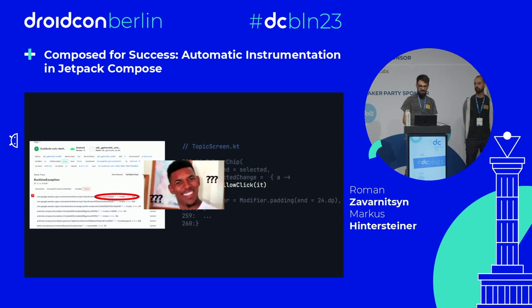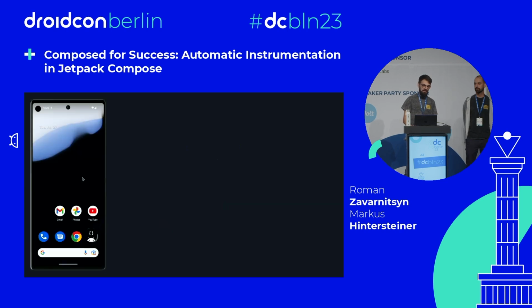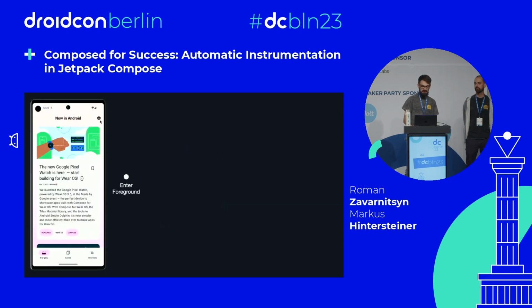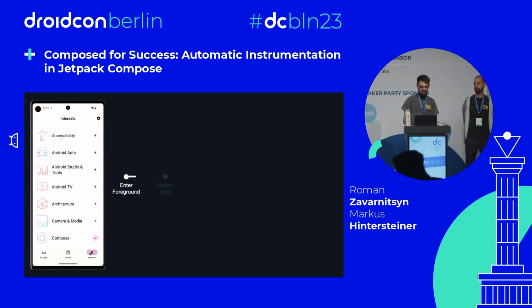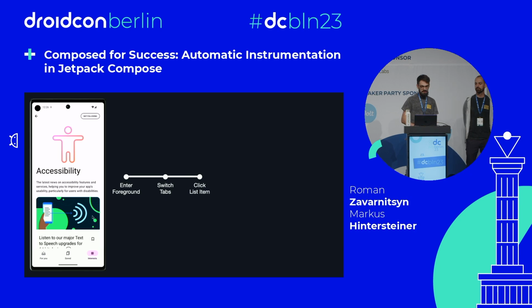So you start investigating this by reproducing the steps that your user did. So you open the app first. After that, you switch the tabs to a different screen. You want to select a different topic on the list. And after that, you also want to follow this topic. So you click the follow button. And after that, the crash happens.